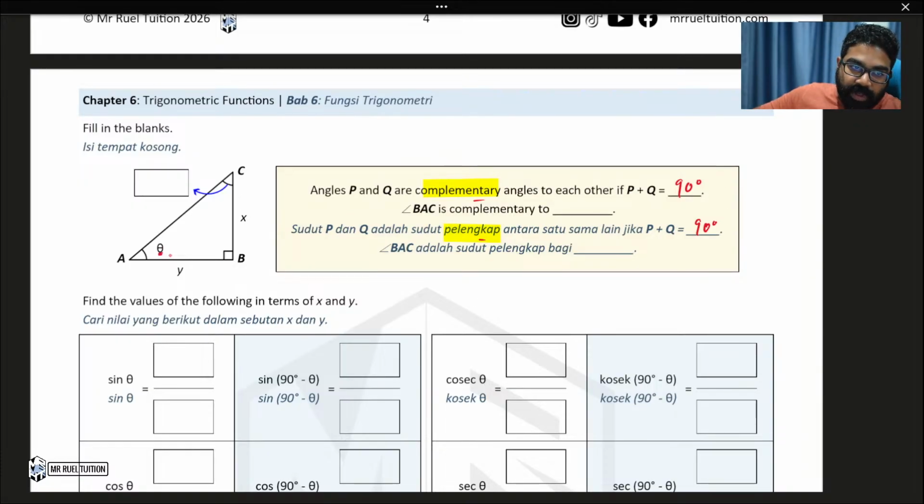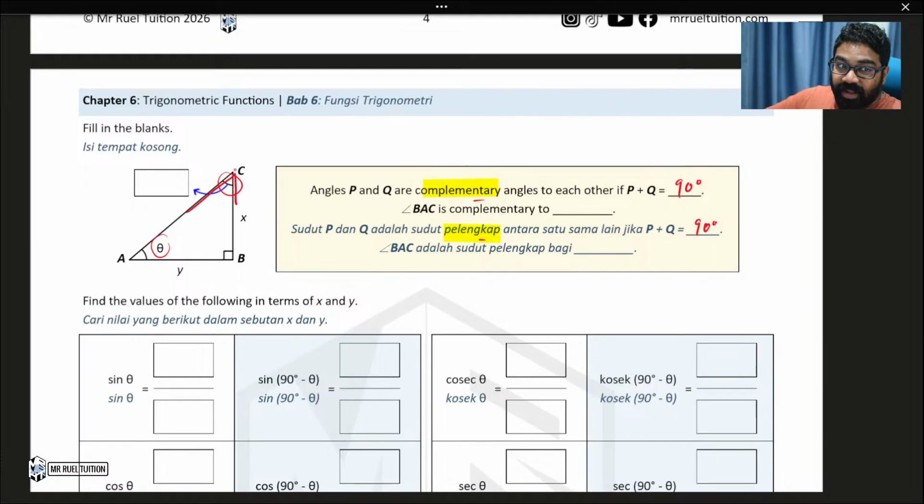So, apakah sudut pelengkap bagi theta? What's the complementary angle of theta? ACB, isn't it? Betul tak? Because kalau kita tambah theta dengan ACB, if you add theta and ACB, it is 90, isn't it? Betul tak? Can follow or not, guys? Do you understand?